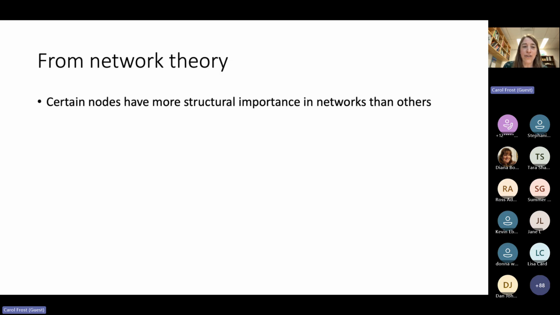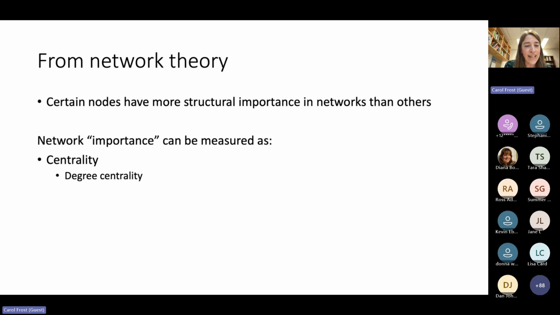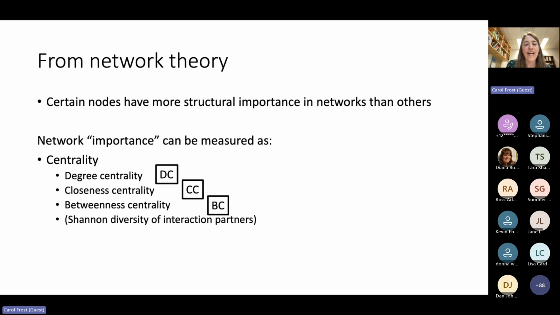From network theory, certain nodes within any network have more structural importance than others. So network importance can be measured with another set of metrics. These are centrality, including degree centrality, closeness centrality, betweenness centrality, Shannon diversity of interaction partners. That's not usually thought of as a centrality metric, but it's the same concept. So all of those are saying central nodes that interact with a lot of other species should be very important to the whole community. Module forming species.